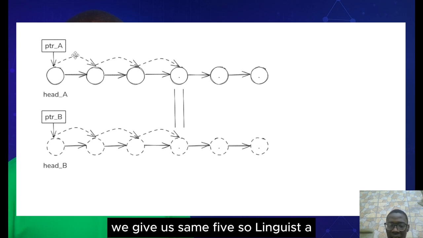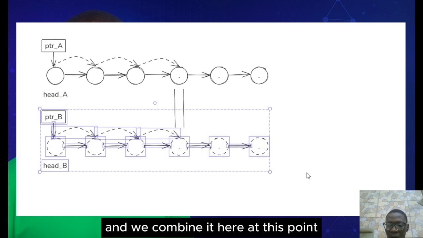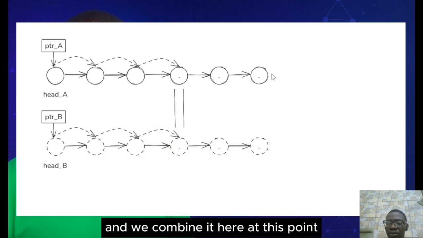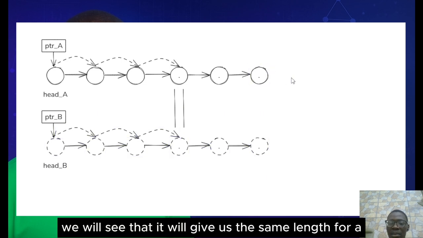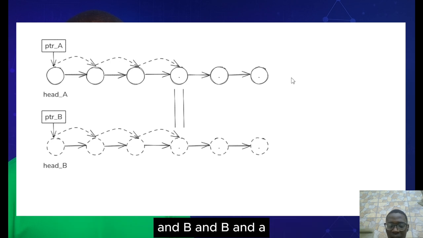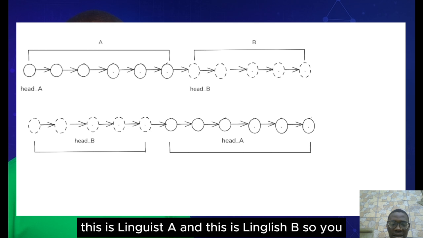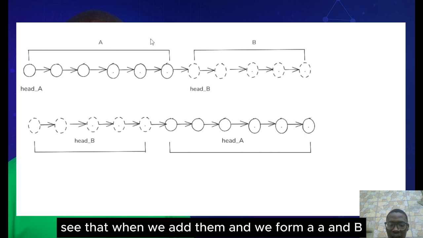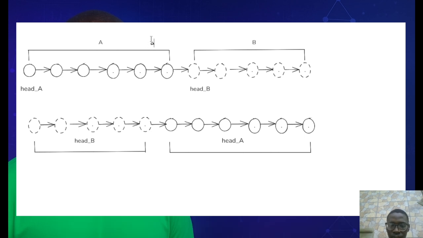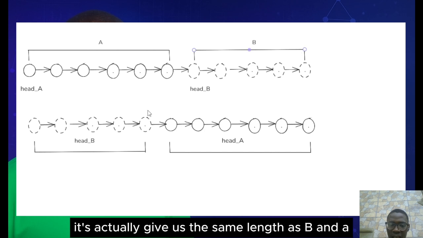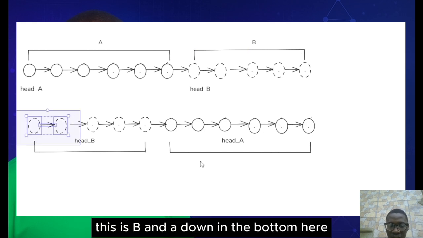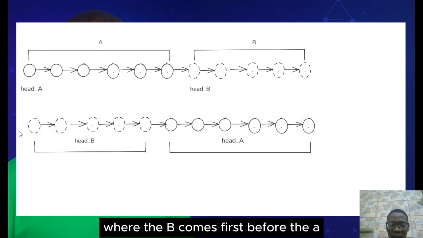So if we take this particular linked list A and combine it with B at this point, we will see that it gives the same length for A and B and B and A. Now look at what I'm trying to say in this scenario. This is linked list A and this is linked list B. When we add them and form A and B, it gives us the same length as B and A. This is B and A down in the bottom here, where B comes first before A.